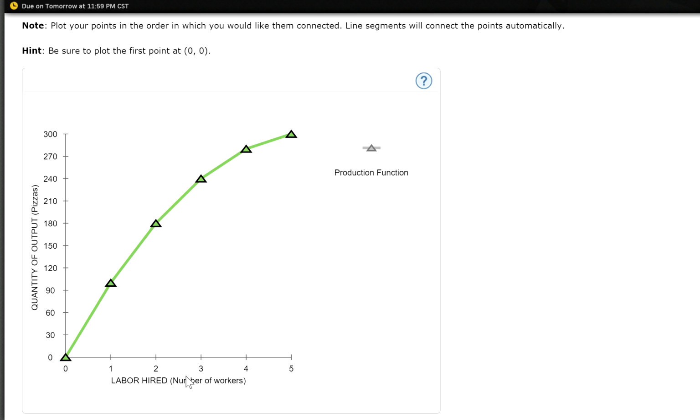So as you increase your number of labor hired, the rate of increase is actually slowing down. So you have 180, 60, 40, 20. Eventually, somewhere over here, once you hire too many workers, your total production doesn't increase anymore. And if you go beyond that, your total production can actually decrease when you hire more workers.